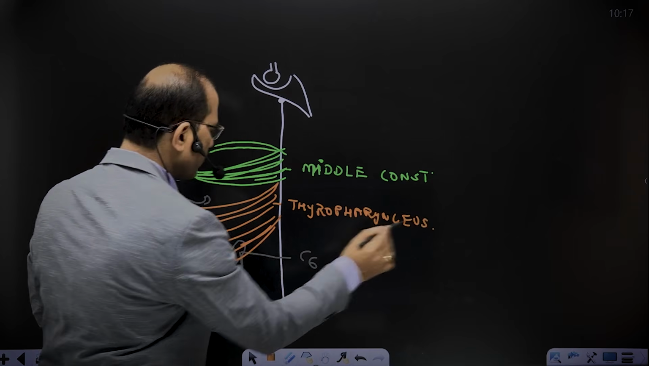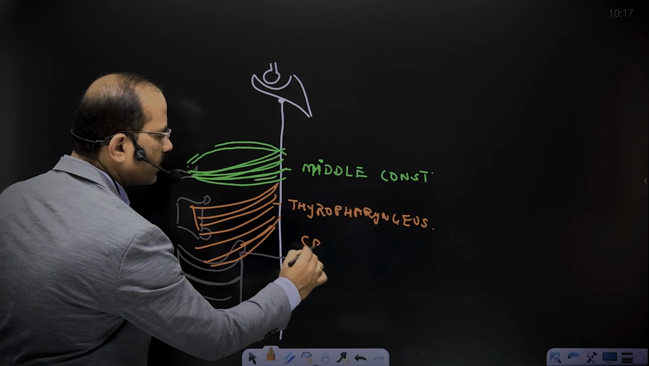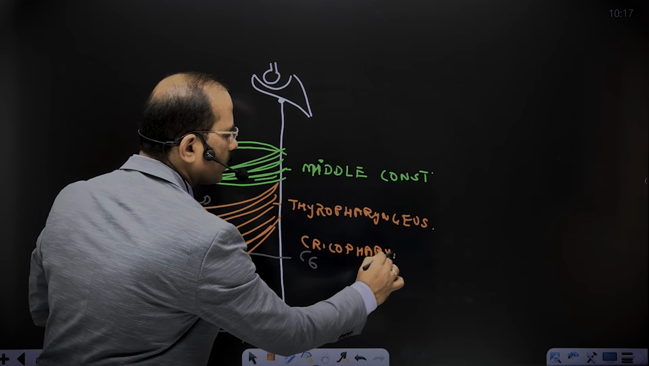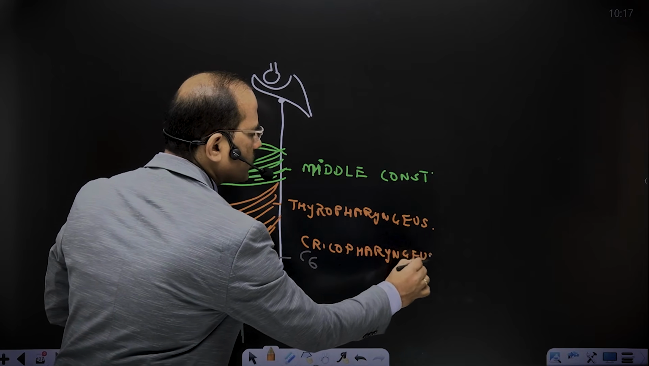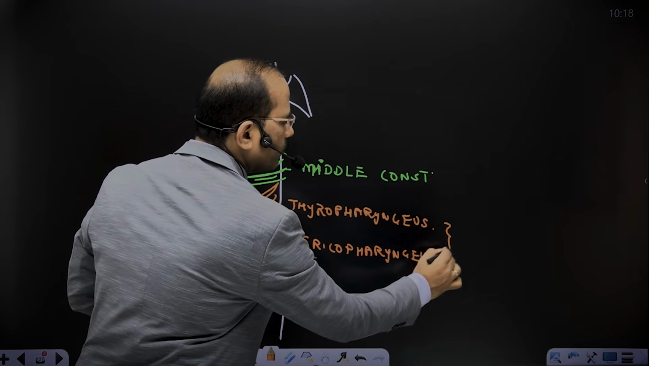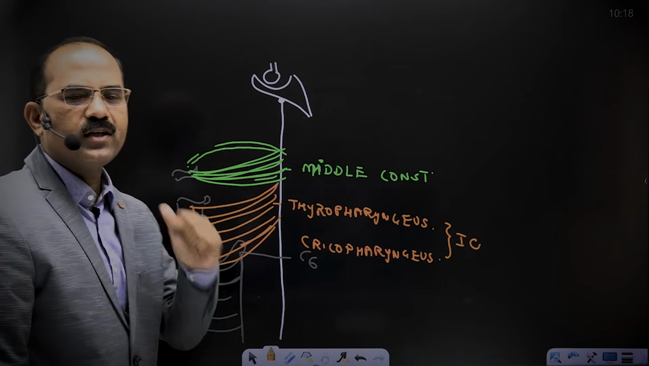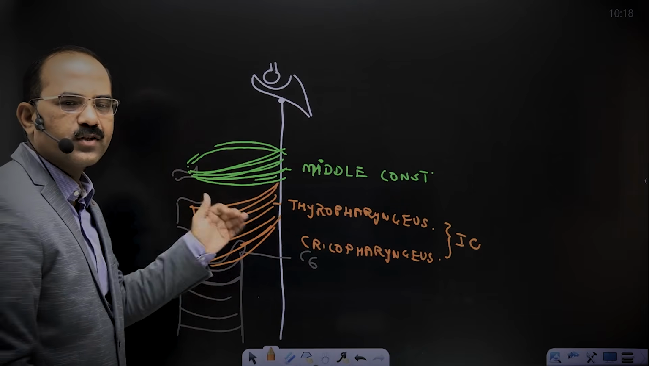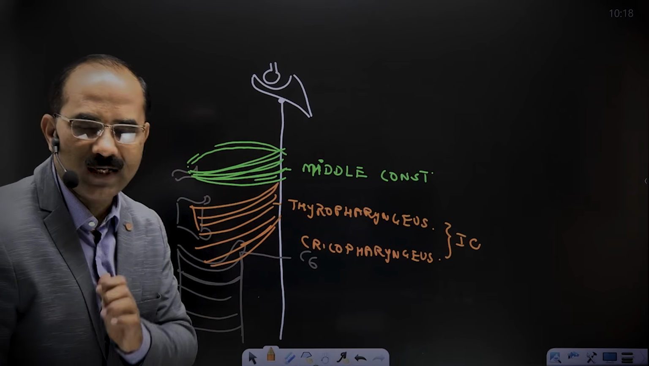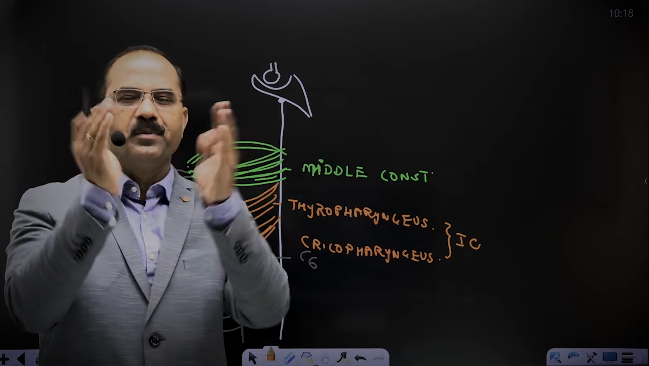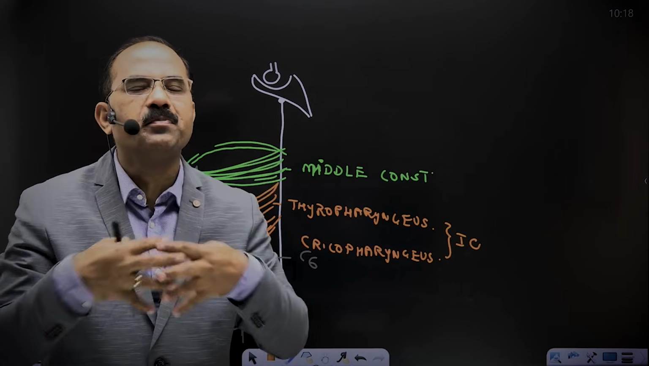Thyropharyngeus part of inferior constrictor. The one which begins from the cricoid is known as the cricopharyngeus part of inferior constrictor. Inferior constrictor has got two parts: thyropharyngeus part, which begins from the thyroid cartilage; cricopharyngeus, which begins from the cricoid cartilage. So half the muscle comes from here, half comes from here, and they interdigitate in this median raphe.